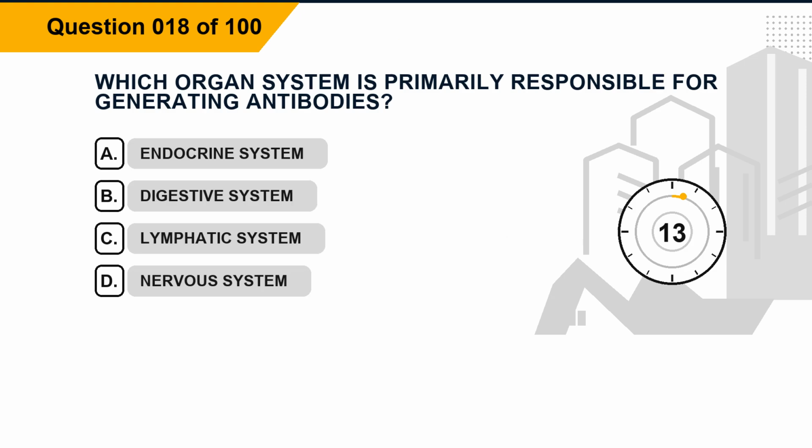Question 18. Which organ system is primarily responsible for generating antibodies? Option A. Endocrine system. Option B. Digestive system. Option C. Lymphatic system. Option D. Nervous system. The correct answer is option C.